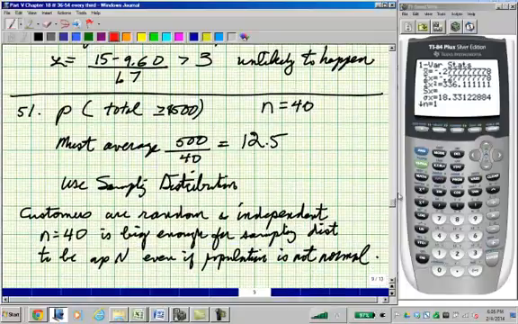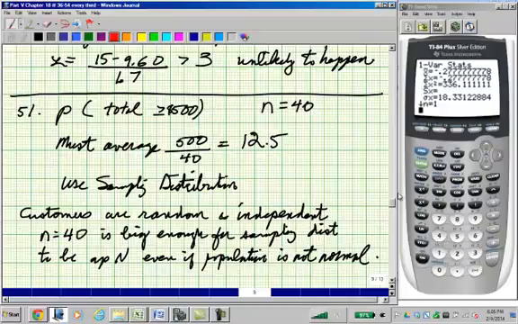Okay, what's the probability that the total is greater than or equal to $500? With 40, remember this is tips. So when n equals 40, that's 40 dinners. It must average 500 divided by 40, which is $12.50.